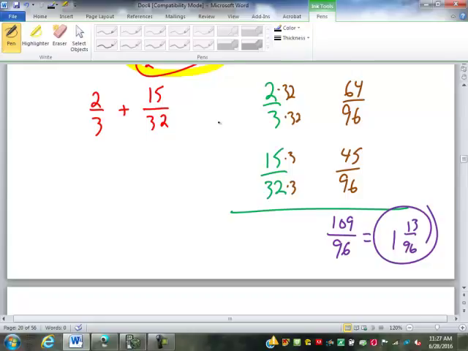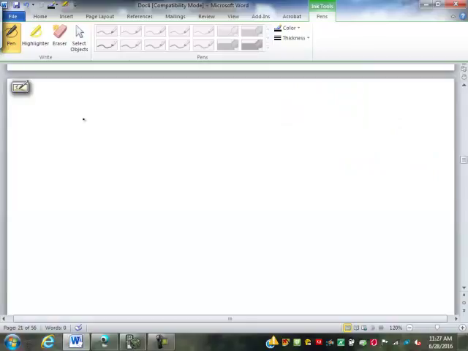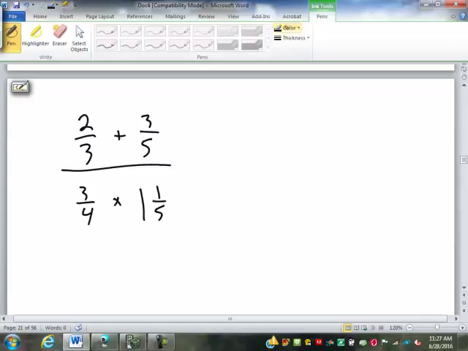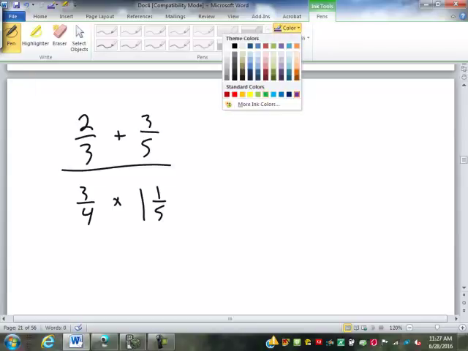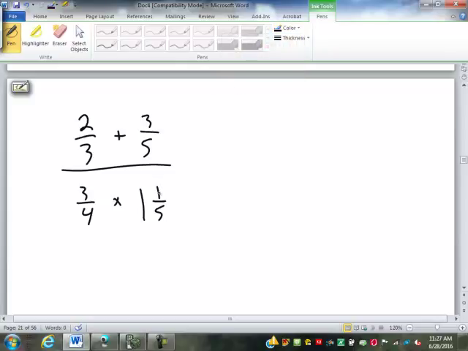Or another variation of a similar problem might look like this. Two-thirds plus 3/5 over 3/4 times 1 and 1/5. Let's make this 1 and 4/5. Let's make it easier on yourselves. Sorry, 1 and 3/5. Sorry. Make it easier on yourselves.